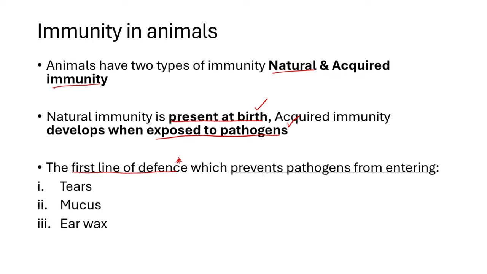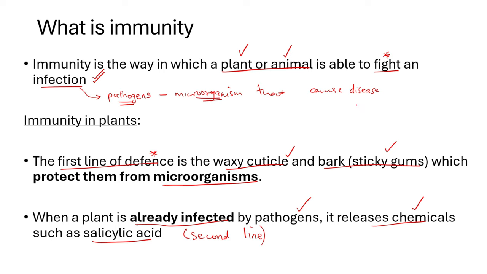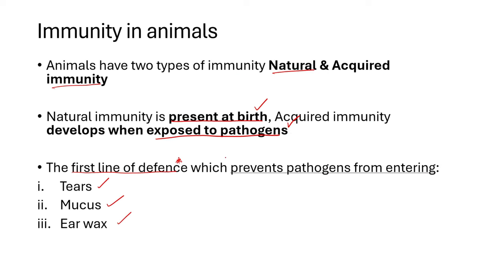All right, so in humans, you should just know these three. These are the most important. Tears, mucus, earwax, these are the examples of the first line of defense in humans. Remember that in plants, the plants secrete those sticky gums that look like glue to prevent pathogens from entering. But animals have got tears, mucus, earwax. That is the first line of defense that prevents pathogens from entering.